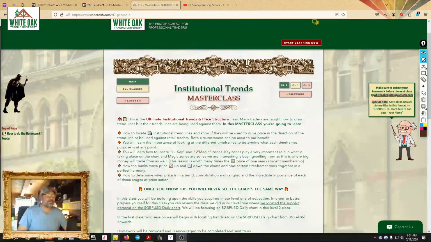Those that have recently signed up, you have access to all 3 levels of education here at the school. So level 2 is one level above level 1. Obviously, level 1 is where you learn about locating institutional supply and demand zones and how to draw trend lines. Okay, there's a difference between drawing a trend line and locating a trend. Big difference. And most retail traders are drawing trend lines.